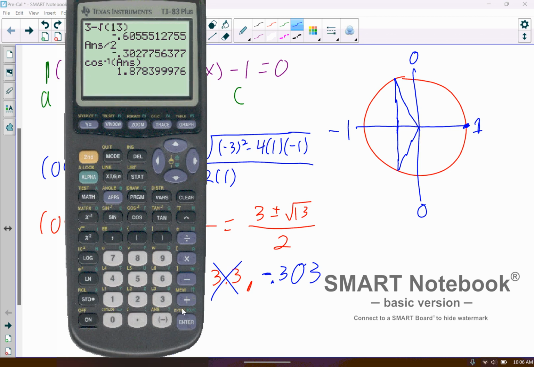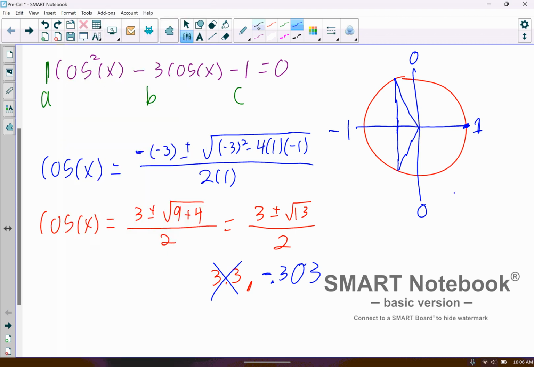And so I'm getting, we can round that to 1.88. And so that's what this is going to be right here. That's what that is. It's going to be 1.88 radians, right? And then if I were to go backwards, that would be negative 1.88 radians.